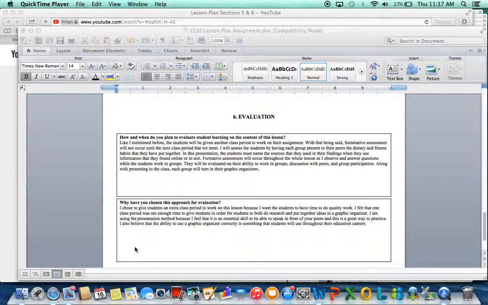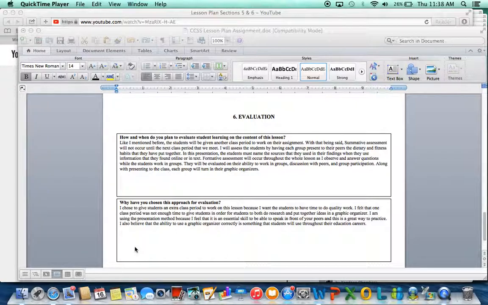I have chosen this approach for evaluation. I chose to give the students an extra class period to work on this lesson because I want the students to have time to do quality work. I felt that one class period was not enough for students to both do research and put together ideas in a graphic organizer.